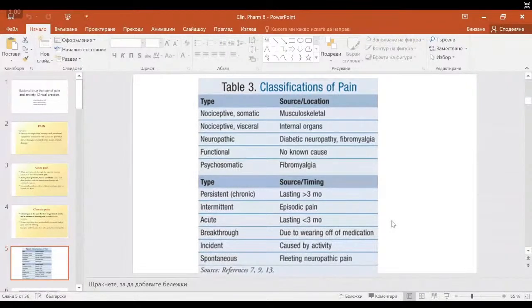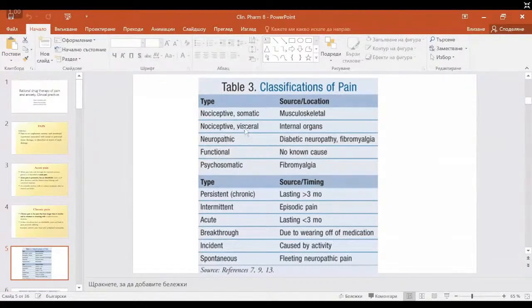nociceptive pain is one of the three main types of pain. So this is another classification, and it is divided into somatic or visceral. Somatic is something that is more superficial and it comes from the musculoskeletal system. And visceral pain is a pain that comes from the internal organs, and its localization is harder to identify. Then the second very important class of pain, neuropathic pain, can be due to diabetic neuropathy or fibromyalgia. And then usually there is a third class of pain, which can be combined into functional and psychosomatic pain, which is another smaller group.